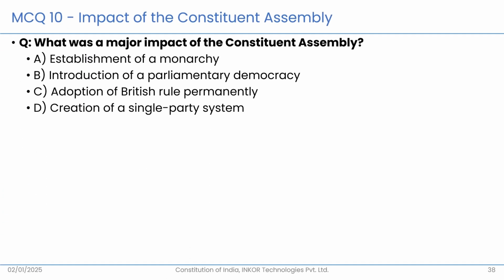Final question. What was a major impact of the Constituent Assembly? Your options are A. Establishment of a monarchy, B. Introduction of a parliamentary democracy, C. Adoption of British rule permanently, D. Creation of a single-party system. Last chance to answer.